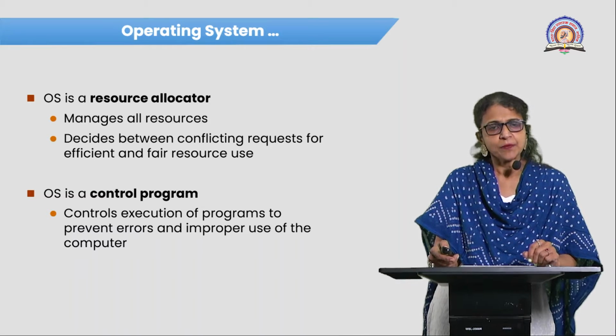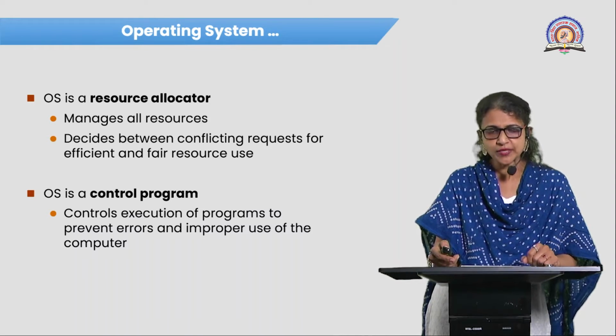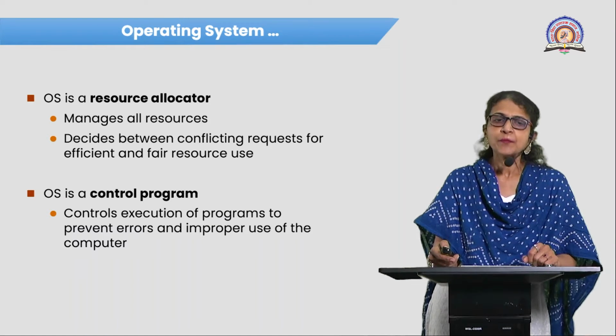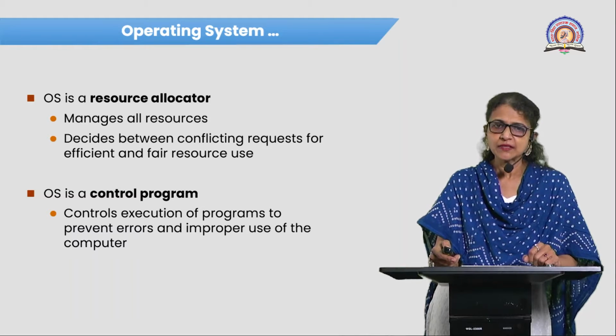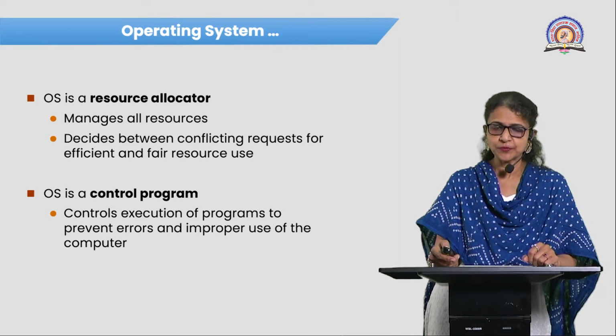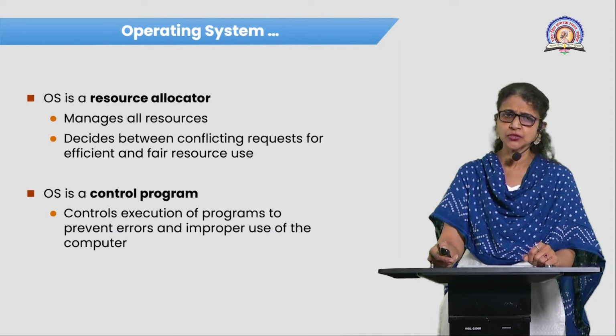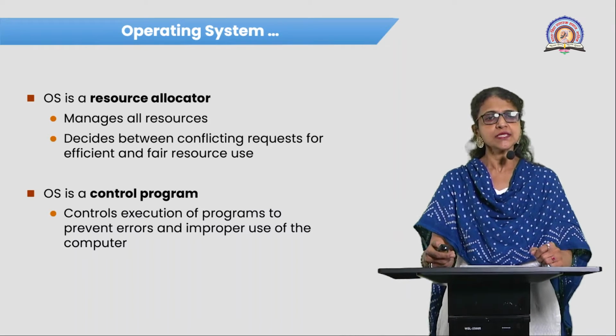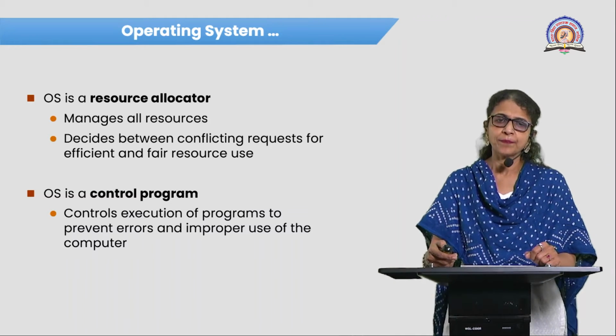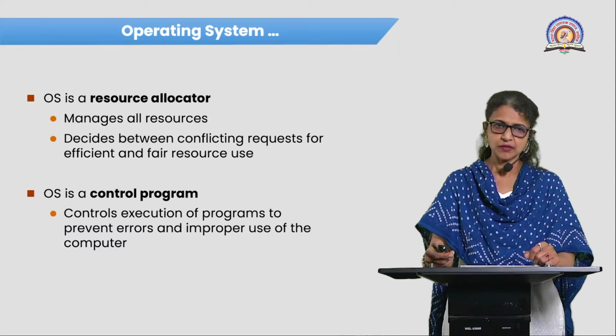Then next, operating system can also act as a control program. Now what is it controlling? It controls the execution of programs for preventing errors and improper use of the computer. In short, I can say that operating system controls the overall operations of the computer.